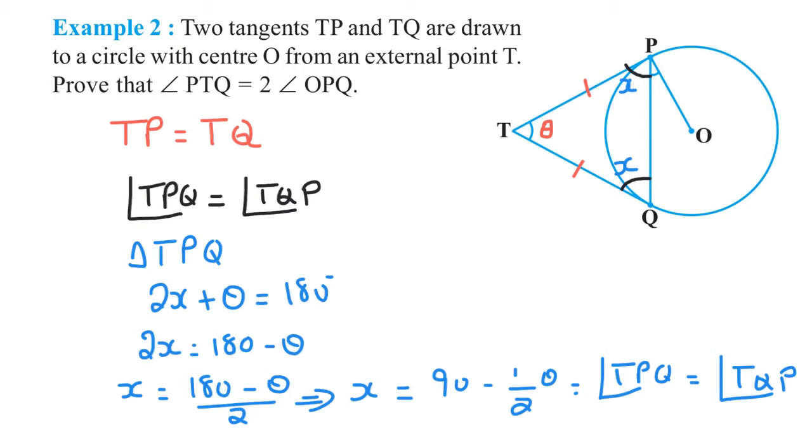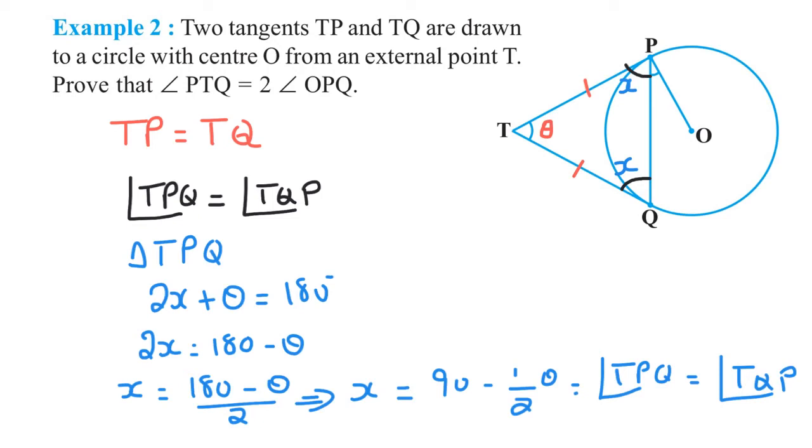Now, in the figure, TP is a tangent, OQ is the radius. Can you tell me what is this full angle over here? It's going to be 90 degrees, because the angle between the radius and the tangent is 90 degrees. So, angle TPO is going to be 90 degrees. What will angle OPQ be equal to? Only this one. It will be 90 minus x.